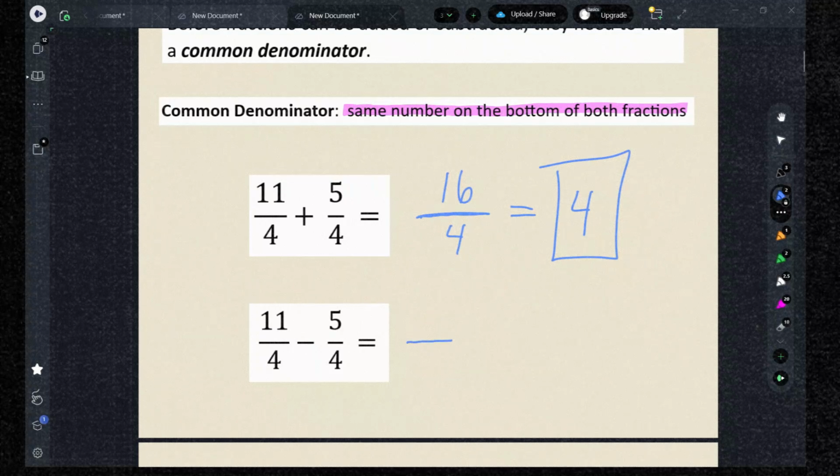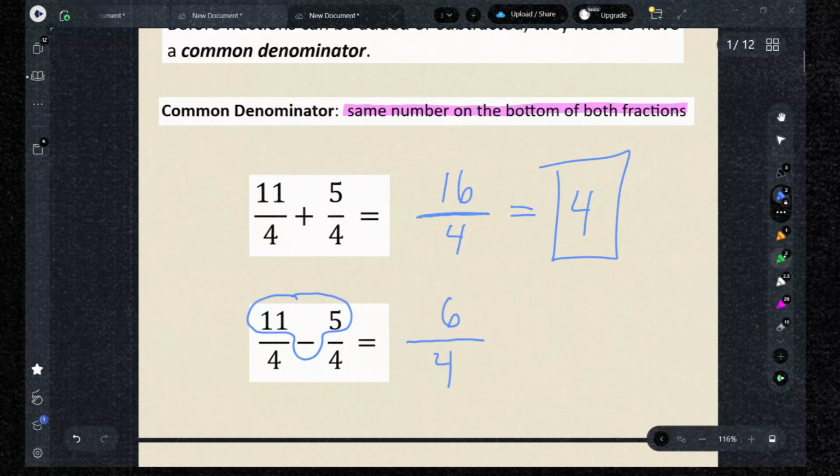So for my answer, it's going to be a fraction, and it's also going to have a 4 on the bottom. Now I just need to subtract the numerators. 11 minus 5 is a 6. This is our answer, 6 over 4. Is that our final answer? Well, let's see if we can simplify this. This one actually can be simplified.